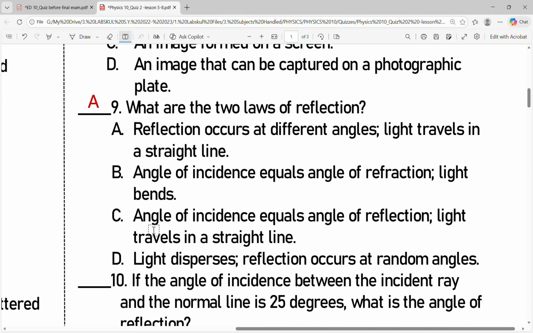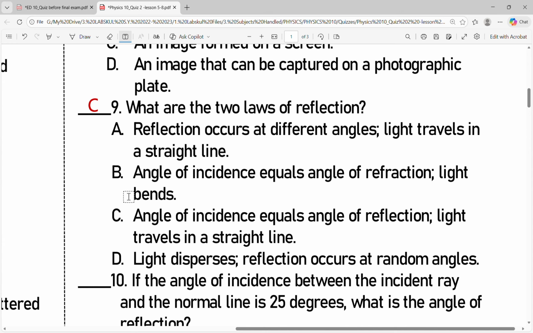Letter C. Why is this letter C incorrect? The angle of incidence equals the angle of reflection. The correct answer, correction, the best answer here in number 9 is letter C. The angle of incidence is equal to the angle of reflection. It is correct, I tell you. If the angle of incidence is 15 degrees, then the angle of reflection is also 15 degrees. And remember that light travels in a straight line, and that is letter C.